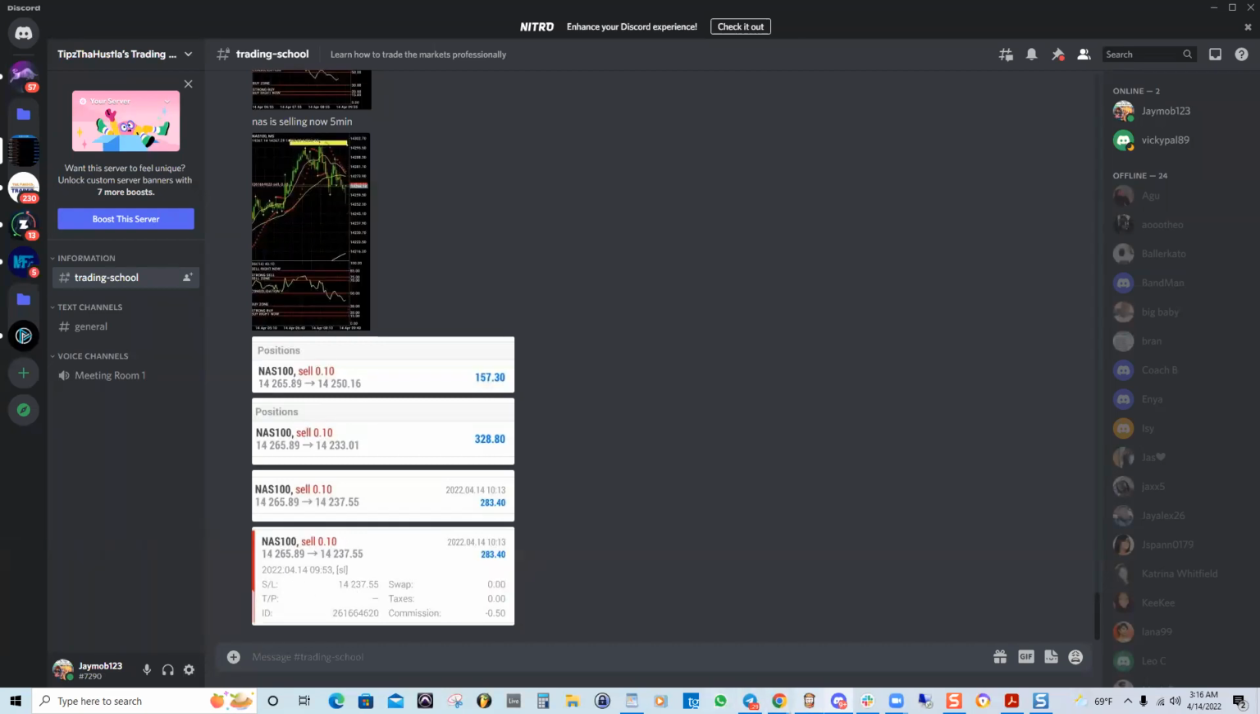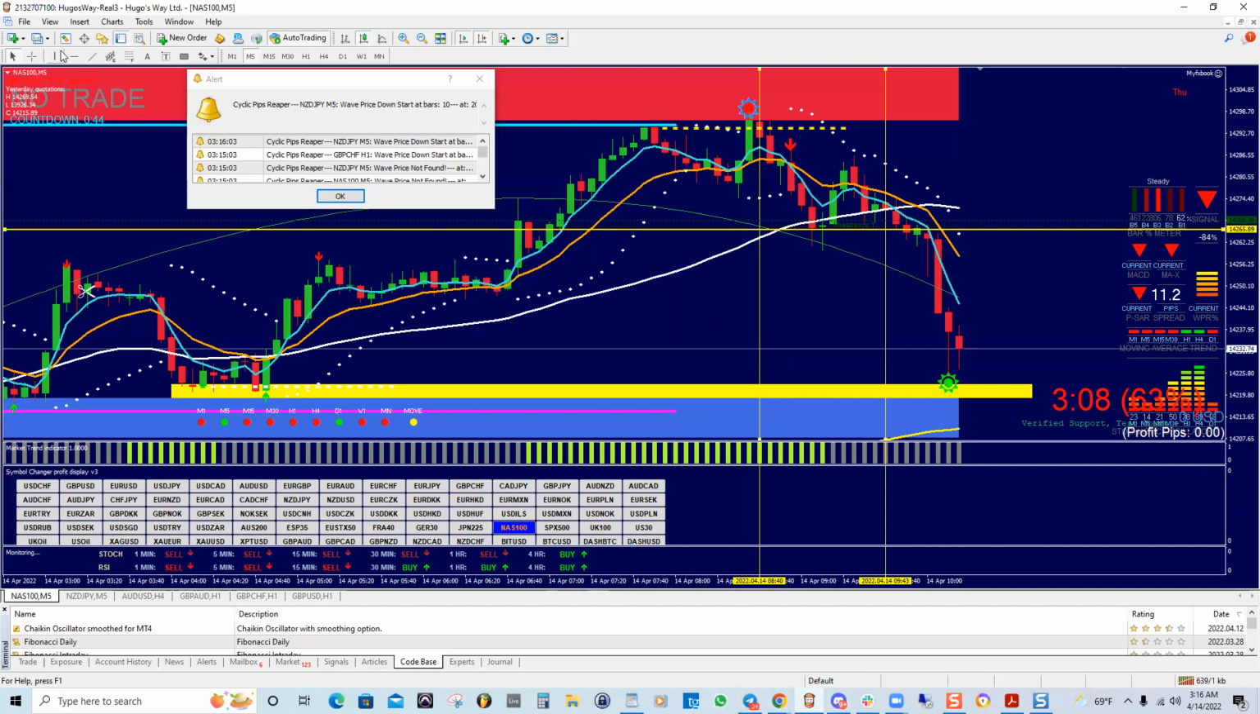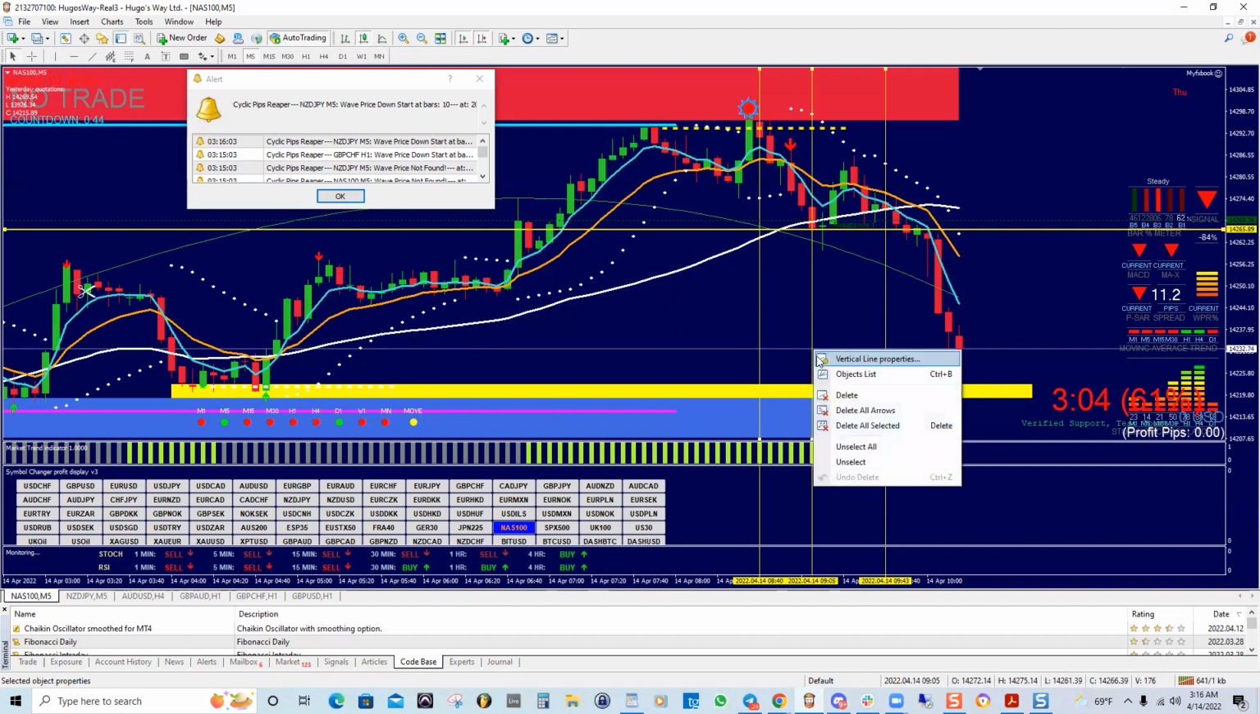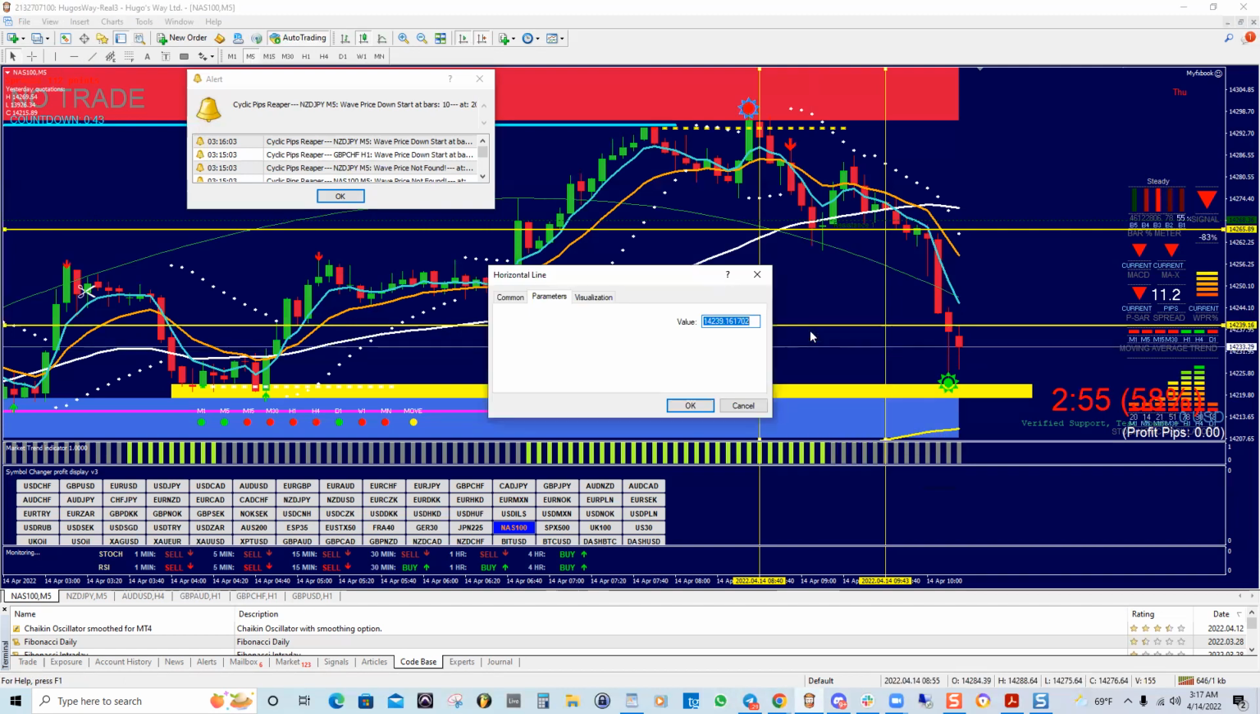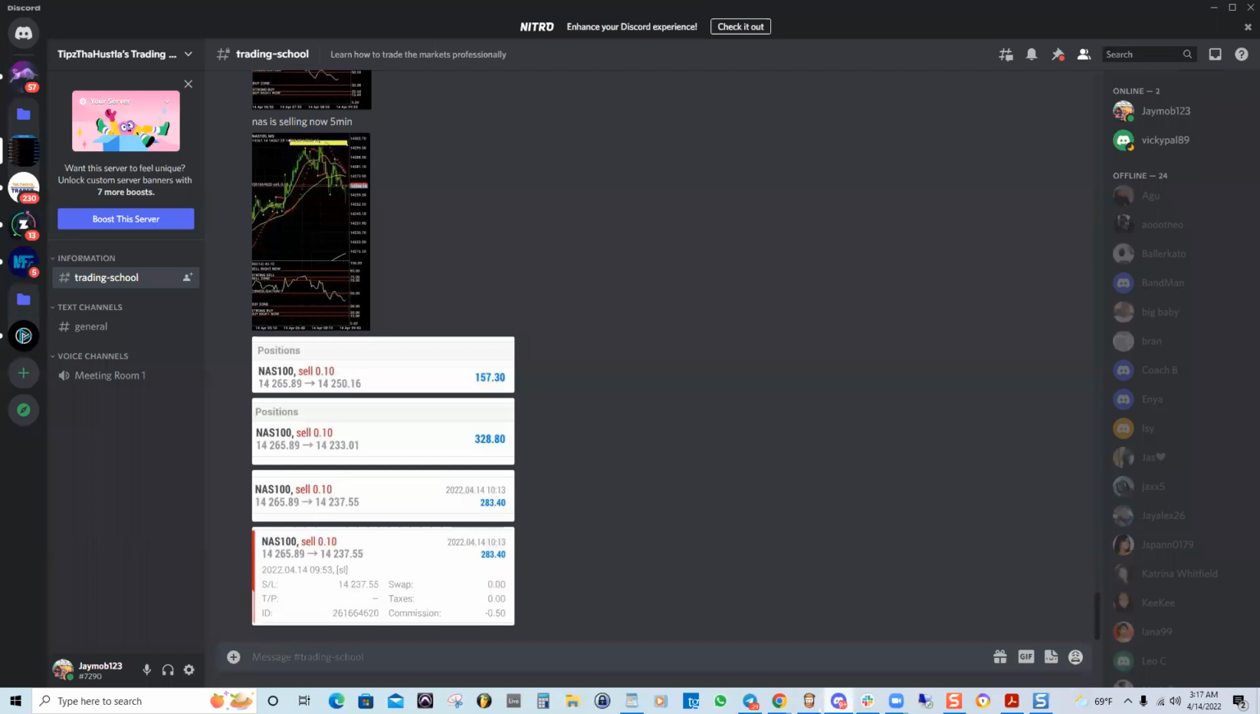14,237. So if I come over here and get my stop loss, right? Not that one. 14,237. I want a horizontal line. 14,237. And what's the rest? Anybody know? 55.